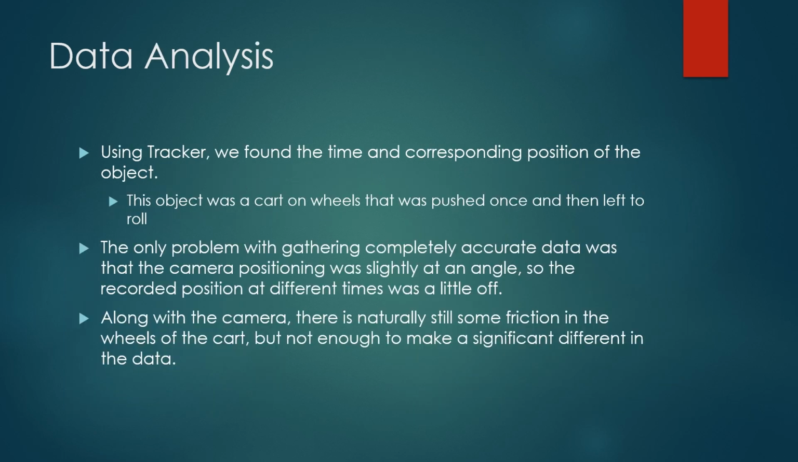Using Tracker, we found the time and corresponding position of the object, which in this case was the cart on wheels. The only problem with gathering completely accurate data was that the camera positioning was slightly at an angle, so the recorded position at different times was a little off. So as you moved farther to the right because of the angle, the position became a little skewed. Along with the camera, there's naturally still a little bit of friction within the wheels of the cart, but not enough to make any significant difference within the data.